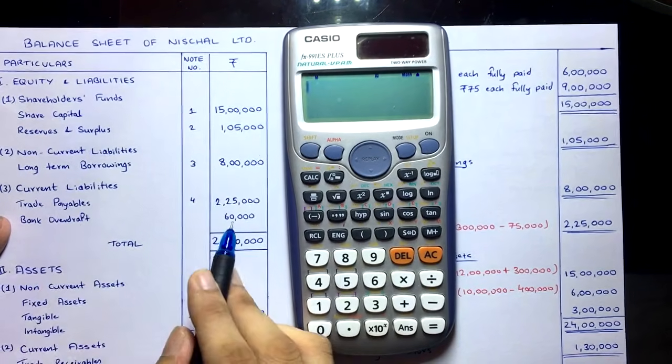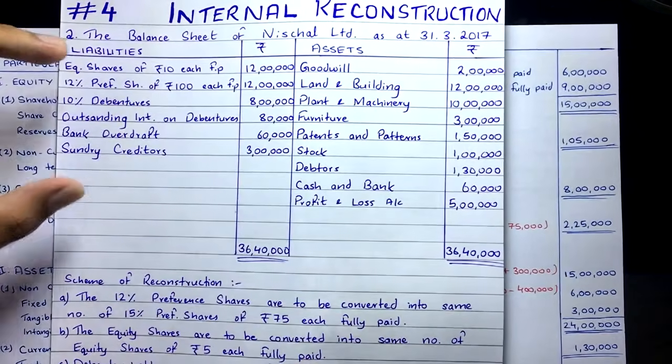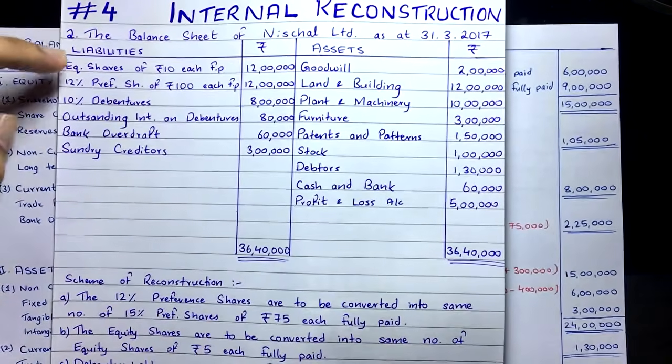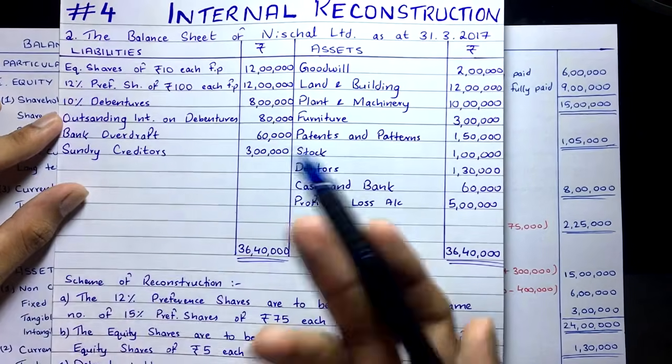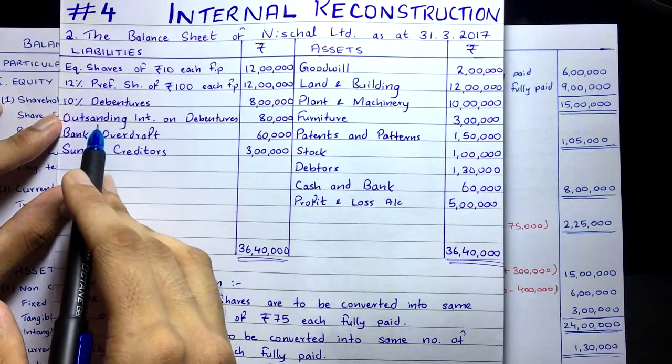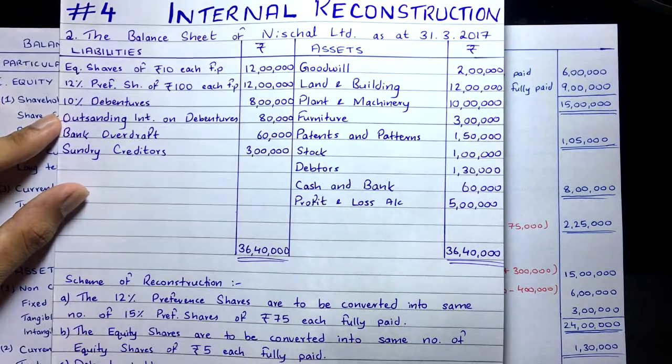So bank overdraft 60,000, as given in the question. See here, bank overdraft 60,000. So the whole liability thing is over. Whatever was there, it's over. Now you will be asking about outstanding. Oh, that is gone, right? We have settled with the debenture holders. We don't have to pay that outstanding interest on debentures, right? So that is removed.